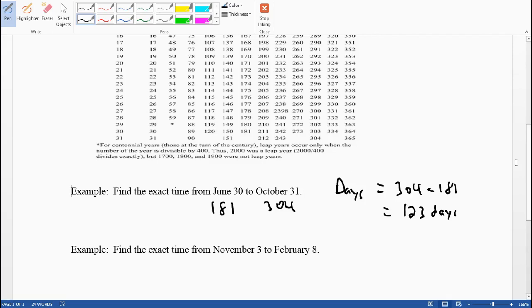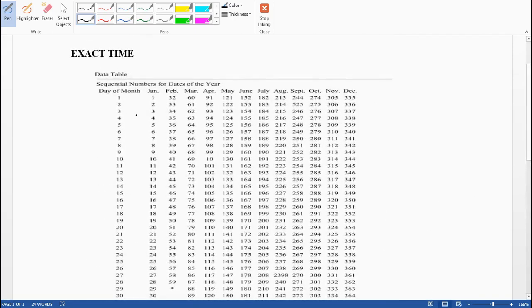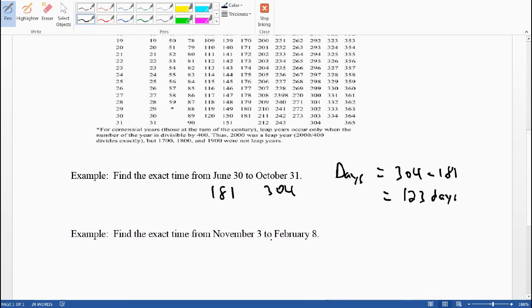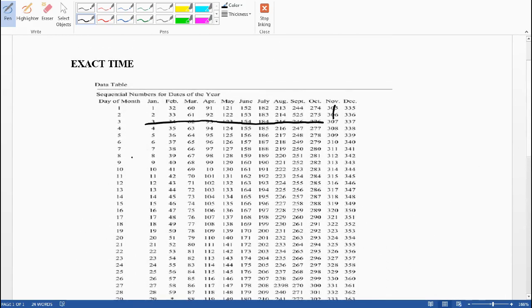So November the 3rd, let's find that value first. Here's November and over here's the 3rd. And you may want to draw a line just to keep everything straight. We come to 307. So what that means is 307 days have elapsed since the beginning of that first year. But then we've got a second year with the date of February the 8th. So here's our February, here's our 8th. And we get 39.